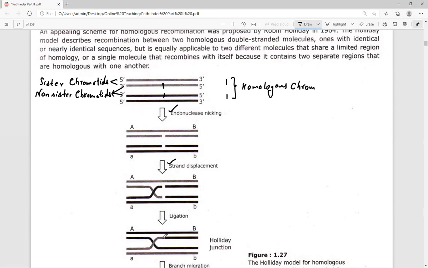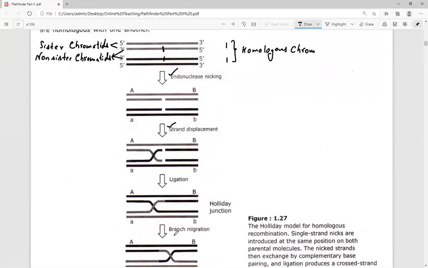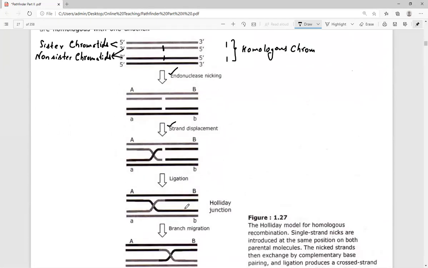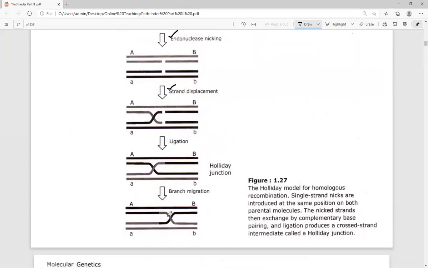Once the ligation has occurred, it leads to the formation of a double-stranded DNA molecule. Then the relaxation of the DNA will take place. Now the DNA will become relaxed. How? By the process of branch migration and by the process of resolution. Once branch migration takes place, a particular sequence of the DNA has been exchanged, and then resolution will take place. Then the next is resolution.